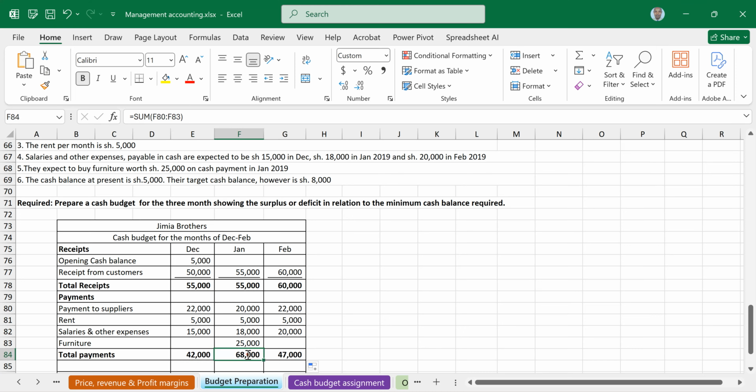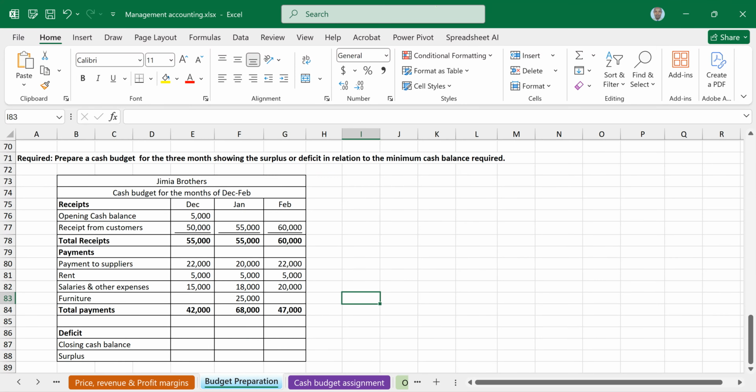So that is our total payments. Once you've gotten your total payments, get the closing cash balance. What is the closing cash balance? The closing cash balance will be equal sign 55 minus 42. 55 minus 42, enter, and this is 13,000.